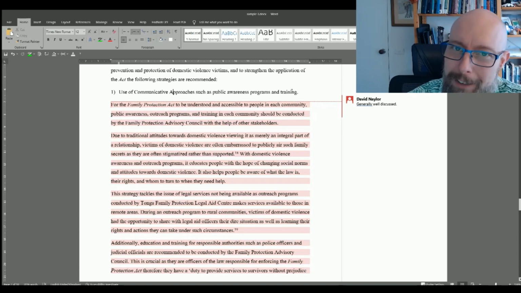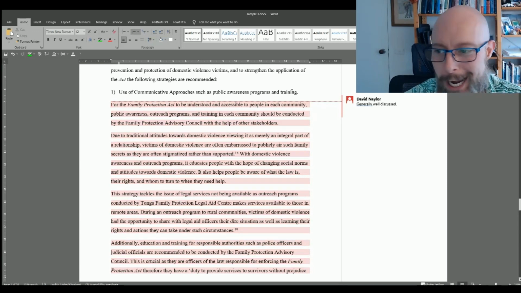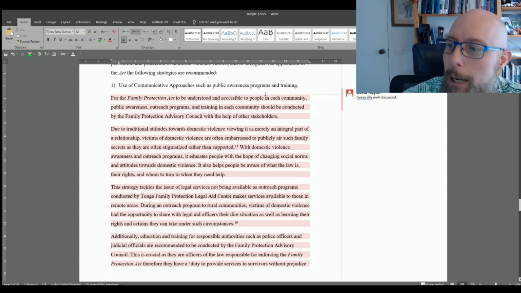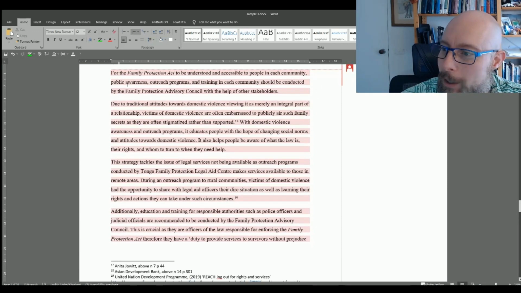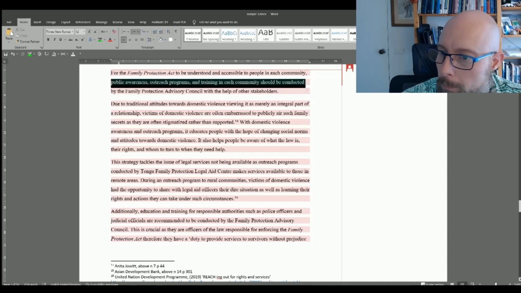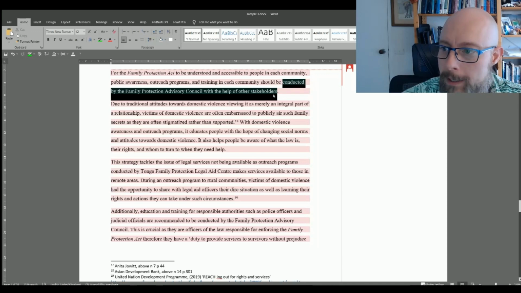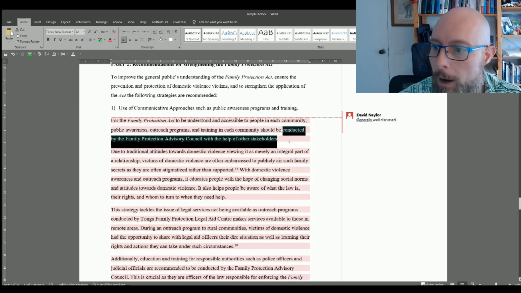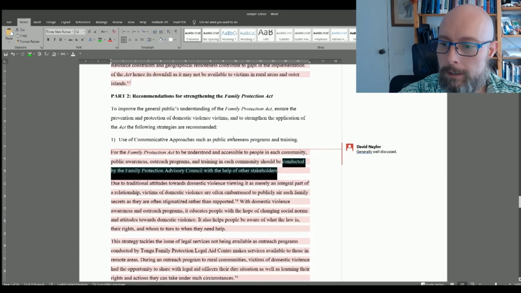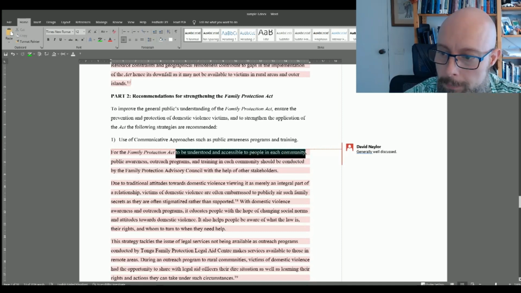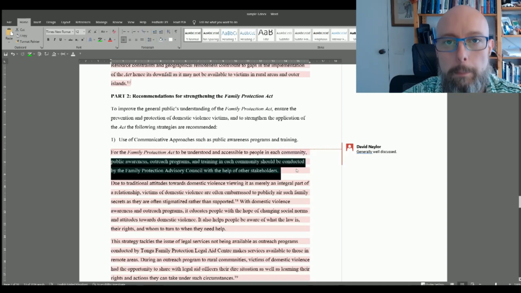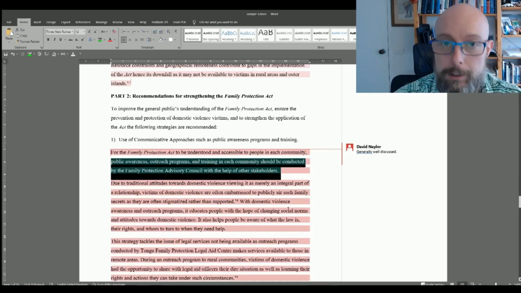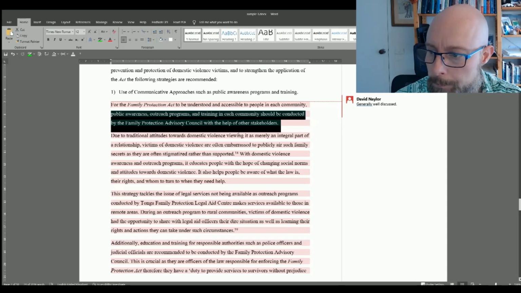Again, are we talking about communicative action? Are we talking about education and information strategies? Yeah, let's be clearer. But for it to be understood and accessible, awareness things should be conducted by the Family Protection Advisory Council, whoever they are. That's amazing. Wow. That is so clear. I recommend that to address these problems, this should be done by this body with the help of others. Great. As a decision maker, I can look at that and go, well, that's pretty clear. I like it. But why?